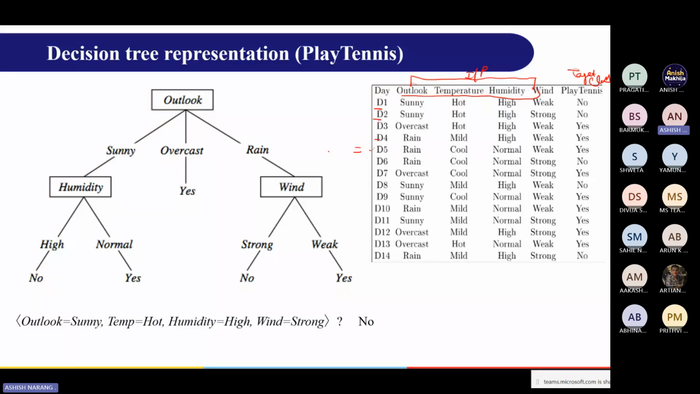In this snapshot, how many records can you see? 14, sir. 14 records. How many input features? Okay, total how many features are there? Total 6 features are there.